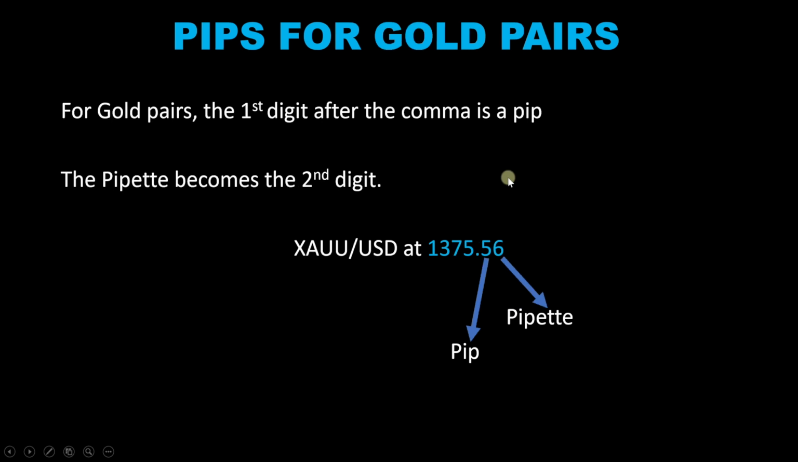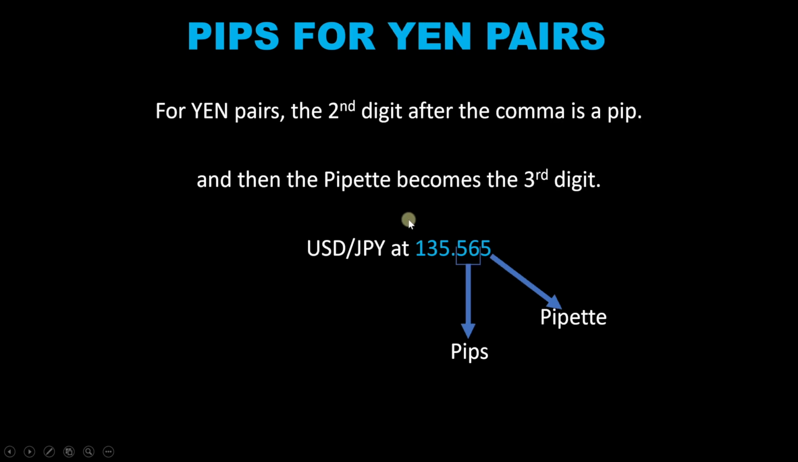So for the gold pairs, we only had two digits at the end after this point here. Okay, so for the gold pairs, the first digit after the decimal is a pip, right? So this one now becomes a pip, while the second one becomes a pipet. While in this one, the two become pips and the last one becomes a pipet.